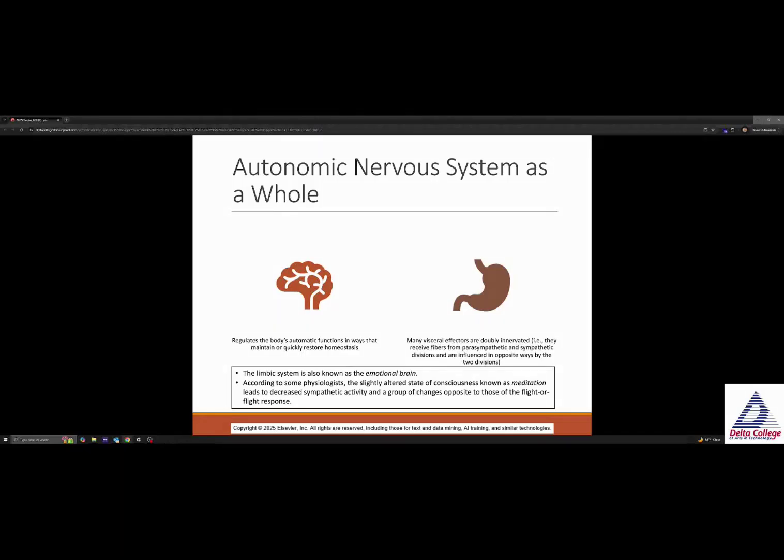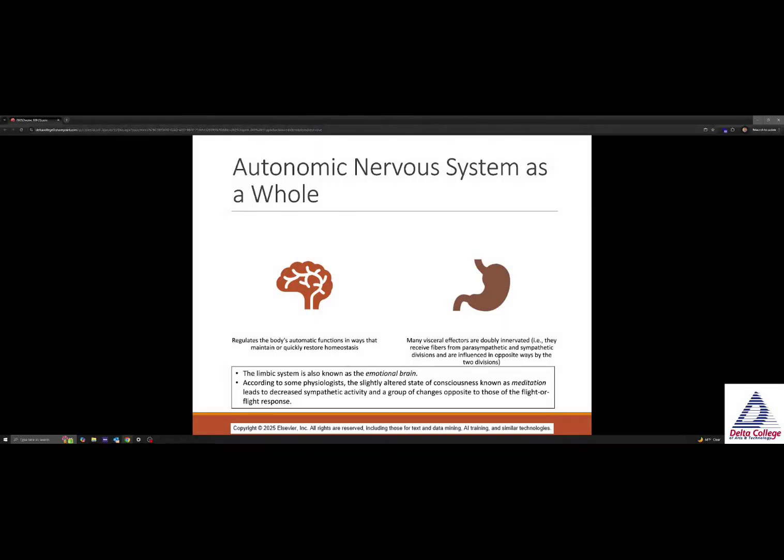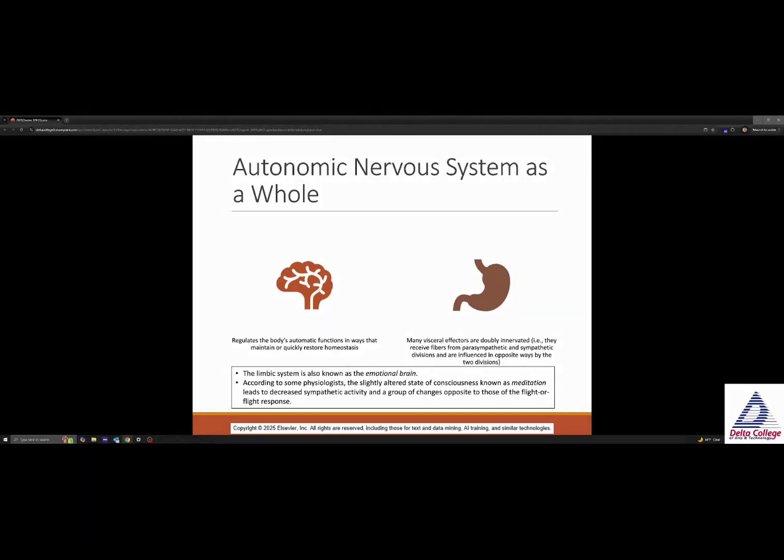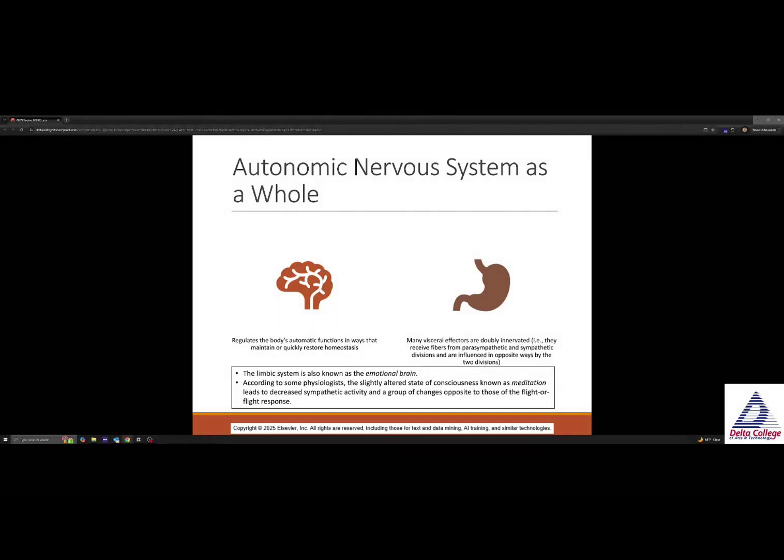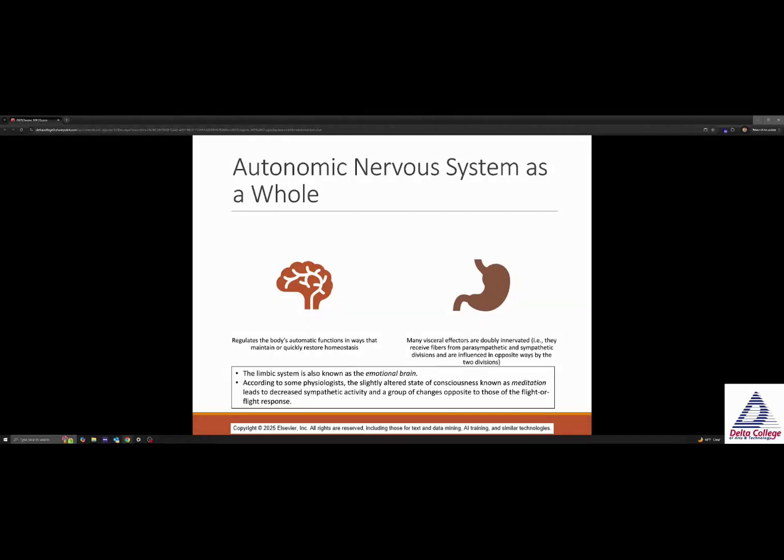Now, the limbic system in the brain is also known as the emotional brain, right? We really associate the limbic system with emotions. And according to some physiologists, the slightly altered state of consciousness known as meditation leads to decreased sympathetic nervous system activity and a group of changes opposite to the fight or flight response. So it can actually help you with the rest and digesting of your body system.